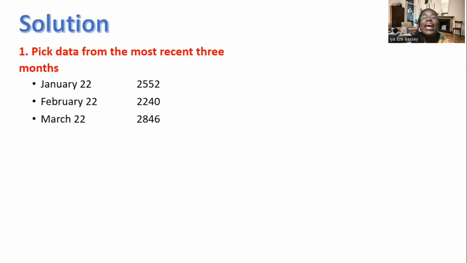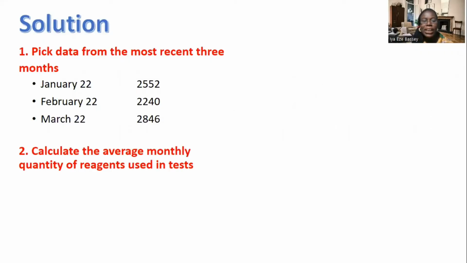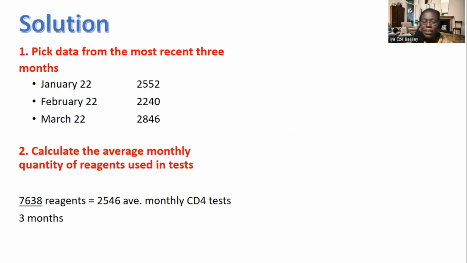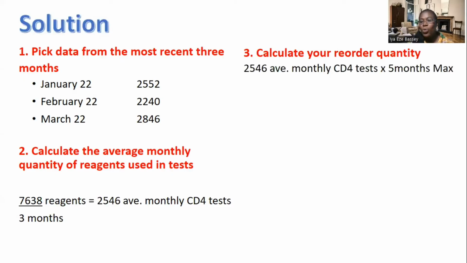I'm going to calculate my average monthly consumption, just like I did in the first one. So what are we going to do? We are going to add the data from January, February, and March, and it's going to give us 7,638 reagents, okay? If I divide that by 3 months, it will give me an average of 2,546 monthly CD tests. So that's an average of what is being consumed per month. So with this data, I can now move forward to start calculating my reorder quantity.